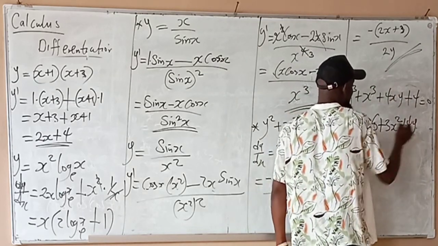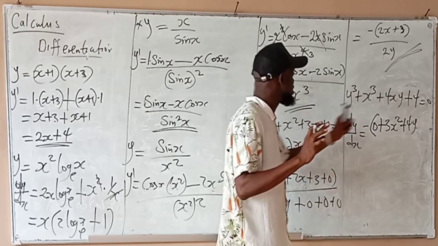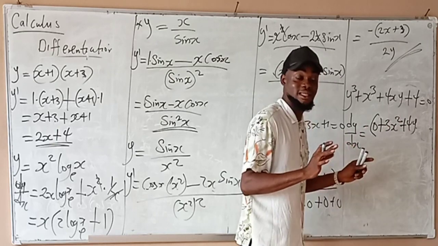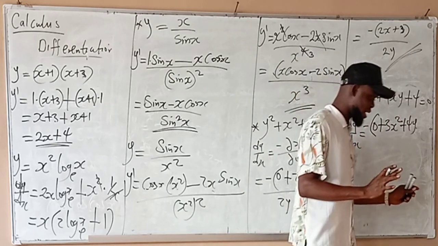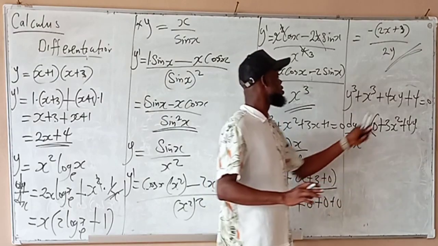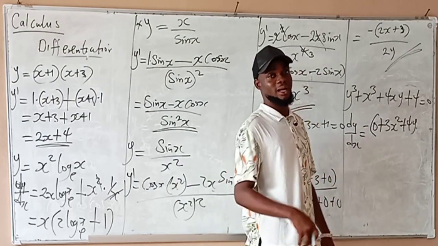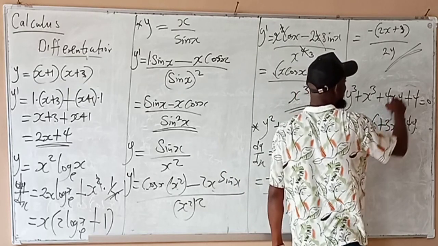Why would this y not be 0? Why is y not 0? Because x is standing with y. So when you differentiate x, y will still be alive, because x is standing with the y. That's how it is. So we differentiate only x and leave the rest.